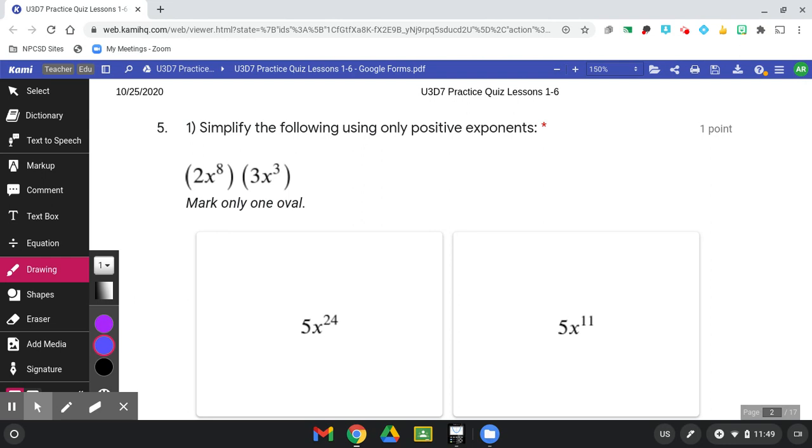When you multiply the coefficients, 2 times 3, and then you add the exponents. Keep the base, add the exponents. So you should have gotten 6x to the 11th.